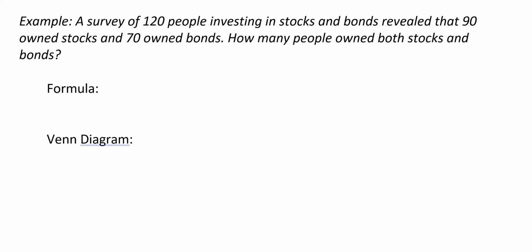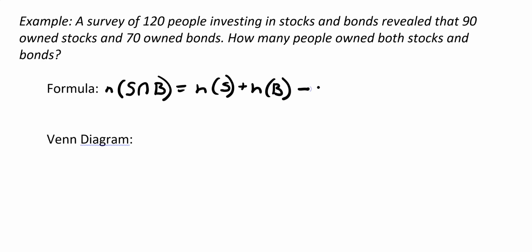I'm going to begin by using the formula. And the formula, if you remember, was that if I want to know the number in stocks and bonds, I'm looking at the number in stocks plus the number invested in bonds minus the union.